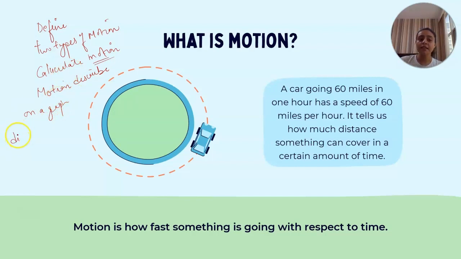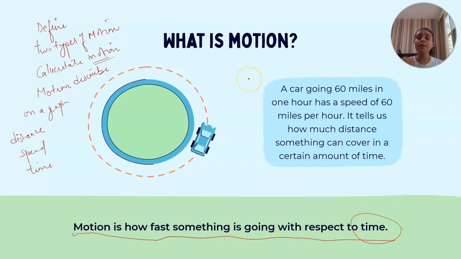Okay, regarding distance, speed and time, because we already know that motion is how fast something is going with respect to time. Okay, as we are making any motion, we represent motion with respect to time. Always remember, the motion is known as how fast something is traveling or going with respect to time. So for example, as you can see on the screen, this car is going 60 miles in 1 hour, has a speed of 60 miles per hour. Okay, or you can say 60 kilometers per hour. Okay, so it tells us how much distance something can cover in a certain amount of time.